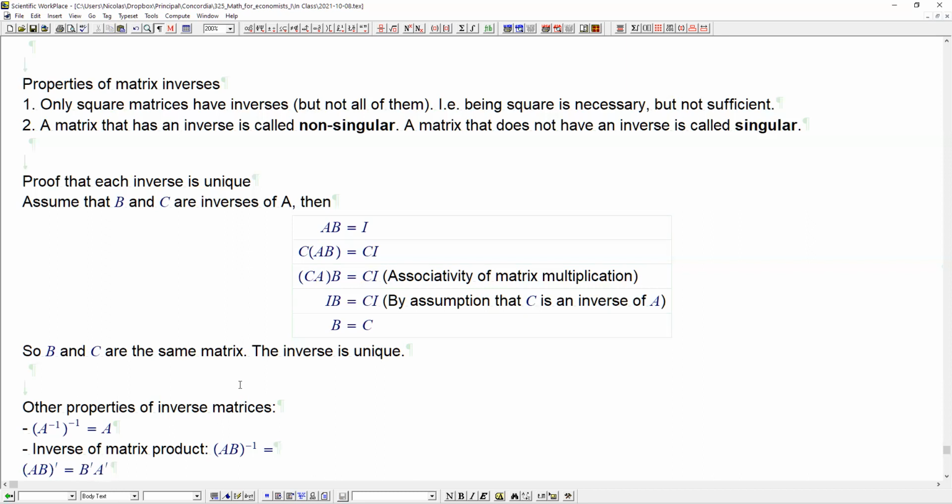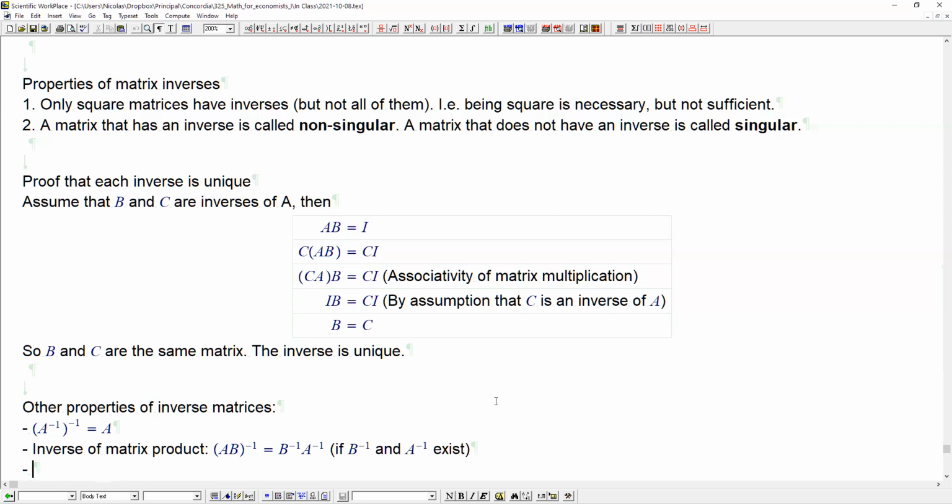And here it's the same thing. So AB inverse is A inverse, B inverse, but I changed the order of multiplication: B inverse, A inverse. Of course, if B inverse and A inverse exist. If they're not square matrices, then their product may have an inverse, but they themselves may not have an inverse. This is going to be very useful.